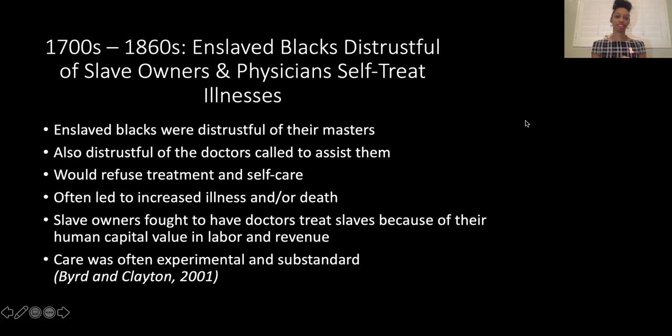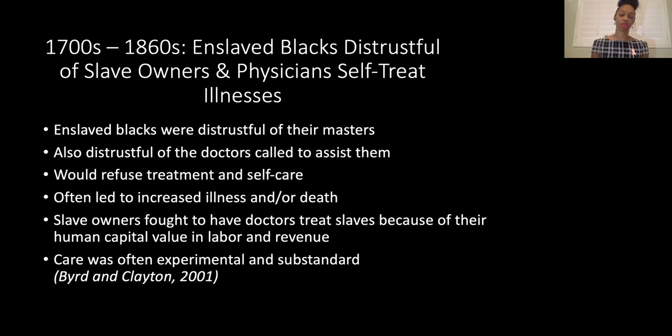So in the 1700s and through the middle of the 1860s, enslaved Blacks were extremely distrustful of their slave owners and their physicians for obvious reasons, and began to self-treat. Now, some of these self-treatment methods stemmed from the things that they did back in their own home countries. However, they weren't introduced to certain illnesses and diseases until they arrived in the Americas or were transported through the transatlantic slave trade. And so now they are trying to treat illnesses that they have no experience with, and often that led to an increase in whatever their condition was.